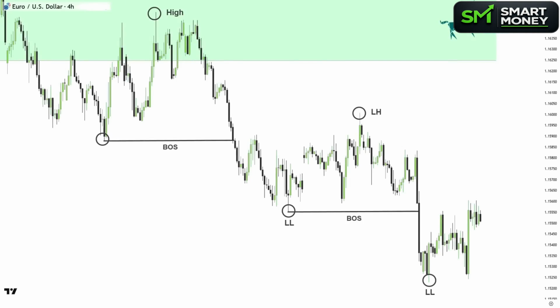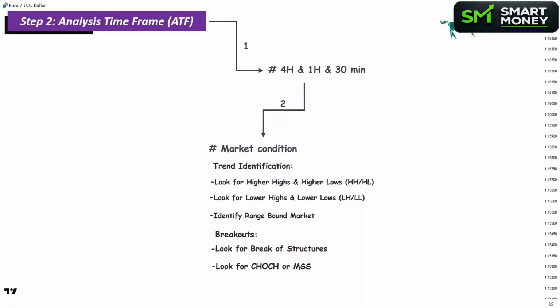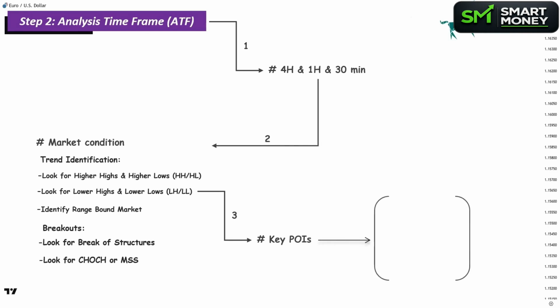Once the market structure mapping is complete, we then need to identify key points of interest within the analysis timeframe. These are areas where price has the potential to react and respect. But before we continue, a point of interest can be a fair value gap, an order block, a breaker block, or a mitigation block, or an IFVG.